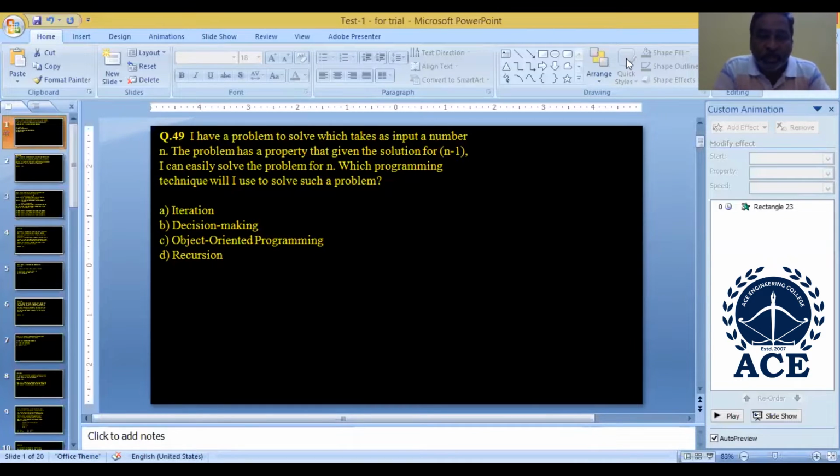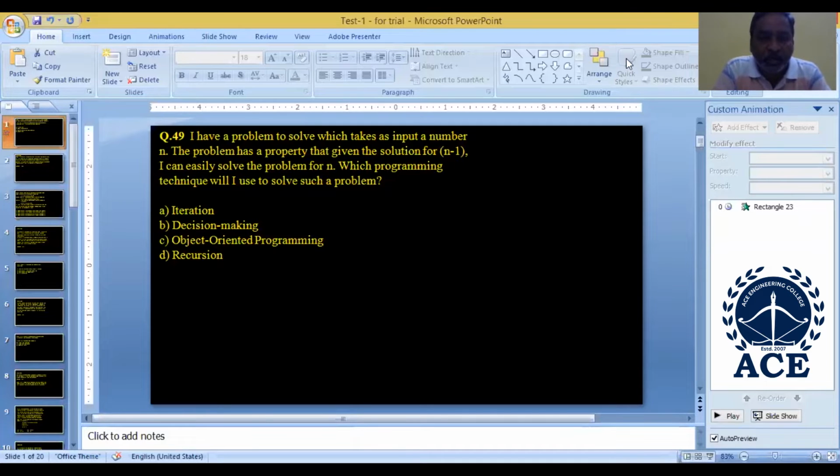First, the test that was conducted. Question number 49. I'll read the question. In the next slide, I'll show the solution. Explanation is given, and lastly, the answer is given. That is the approach. Let's see now.